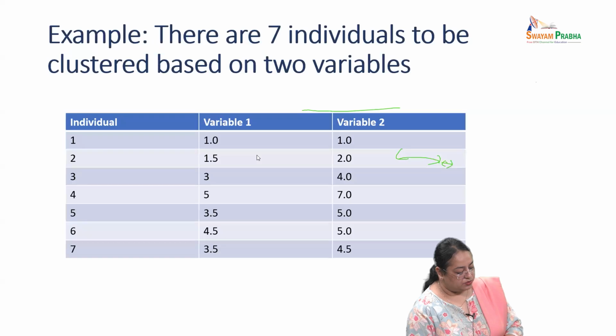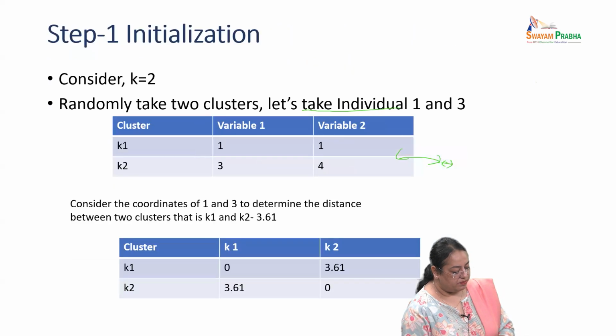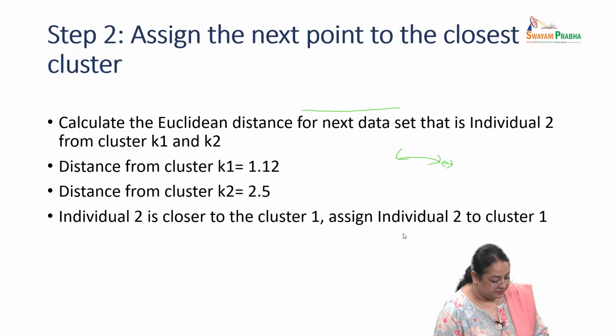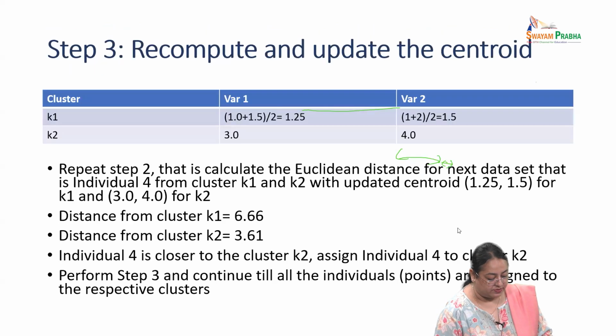Assign each point to the closer one. For example, there are 7 points. I will arbitrarily take K1, K2, the first 2 coordinates. And with these points, we will take the middle point, right? The distance between them is to check that they are different. Now we will take them one by one. 2 is closer to 1, so assign individual 2 to cluster 1.